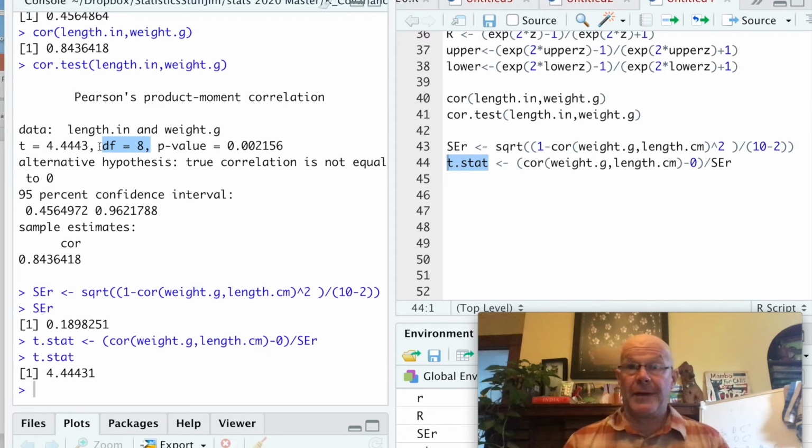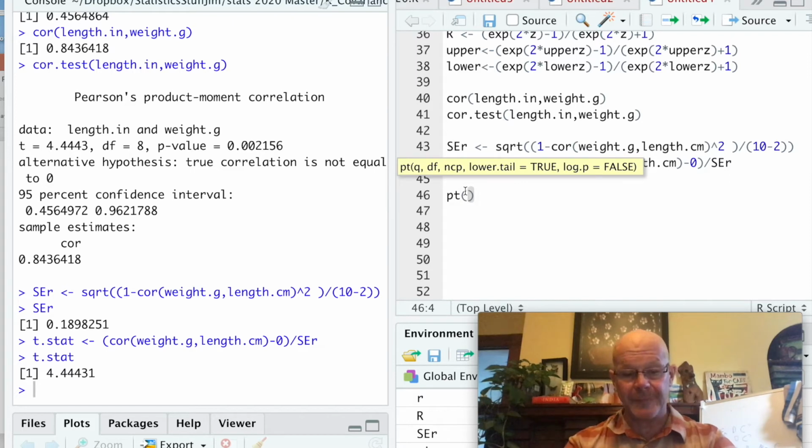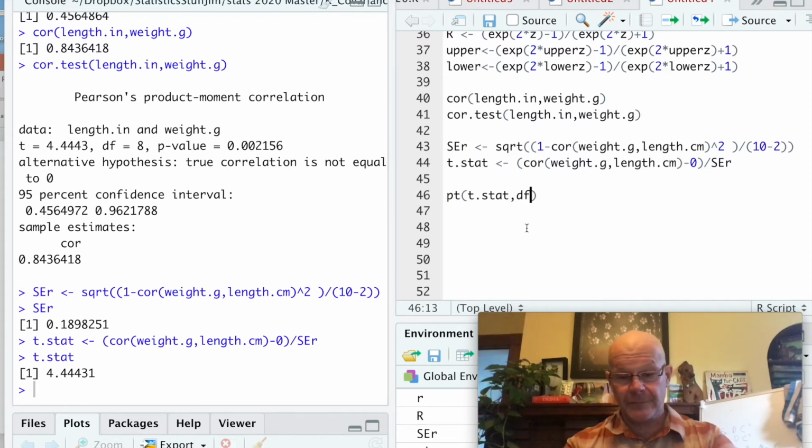And, well, how do we get that p-value? So let's see here. We could start with the cumulative distribution function of a t distribution, and we're going to say t.stat is our value, the one that we did here. Our degrees of freedom will equal 8. And then I'm going to say lower tail equals false.